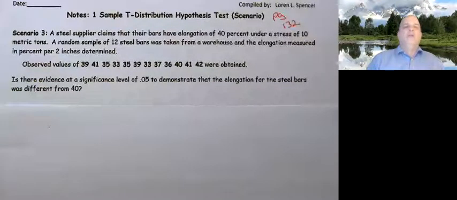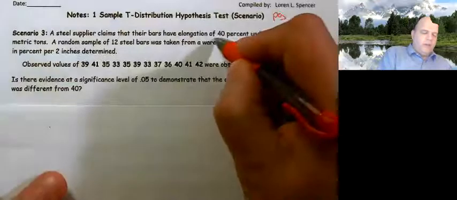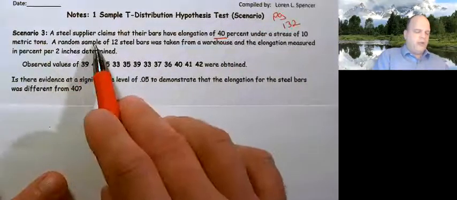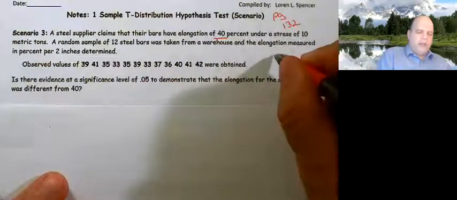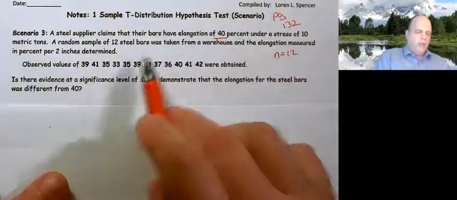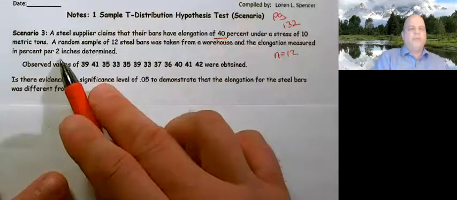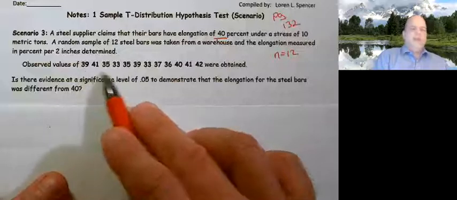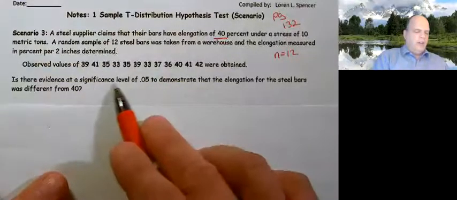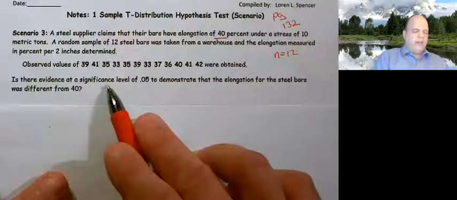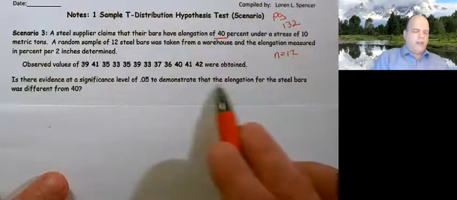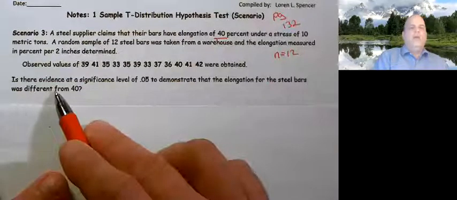A steel supplier claims that their bars have an elongation of 40% under a stress of 10 metric tons. So this is the claim. A random sample of 12 steel bars, so we have a sample size of 12, was taken from a warehouse and the elongation measured in percent per every 2 inches. So we end up with this list of data. Is there evidence at an alpha level of 0.05, or a level of significance of 0.05, to demonstrate that the elongation for the steel bars was different from 40?